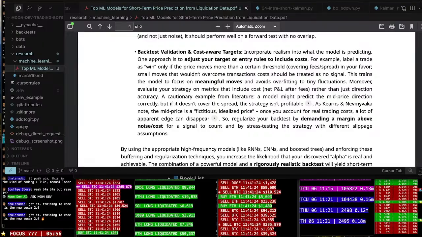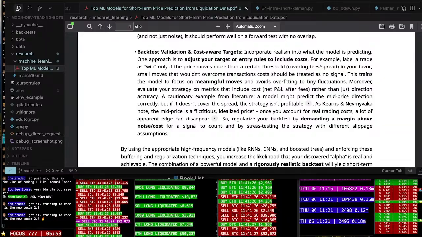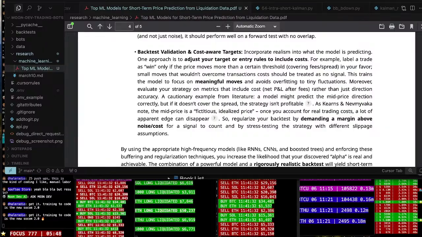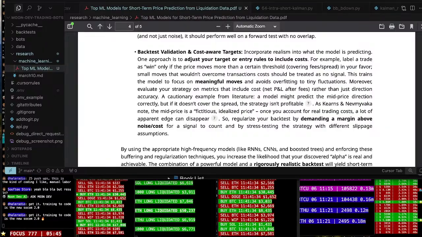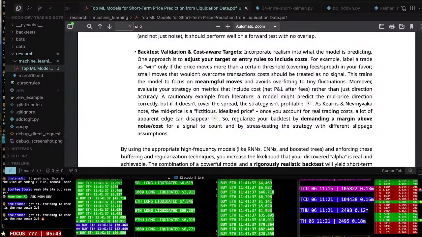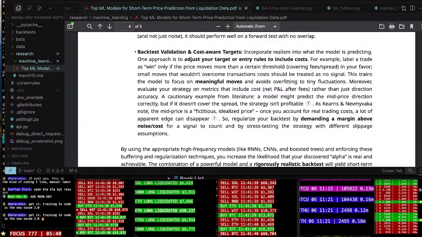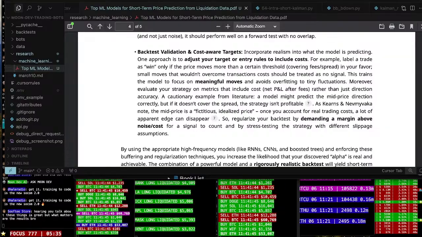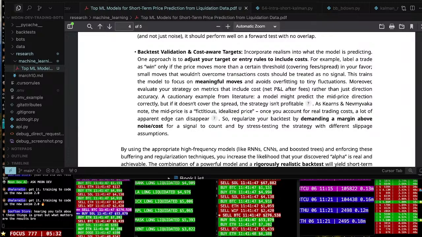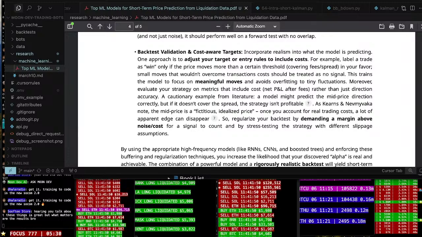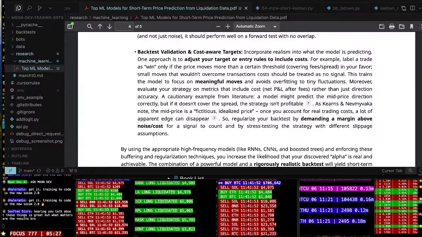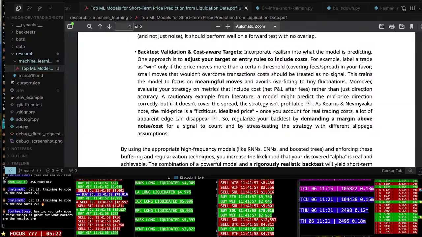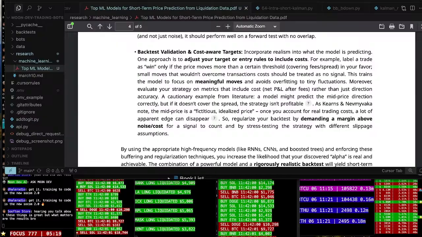Backtest validation and cost-aware targets. Incorporate realism into what the model is predicting. One approach is to adjust your target or entry rules to include costs. For example, label a trade as a win only if the price moves more than a certain threshold, covering fees and spread in your favor. Small moves that wouldn't overcome transaction costs should be treated as no signal. This trains the model to focus on meaningful moves and avoids overfitting to tiny fluctuations.